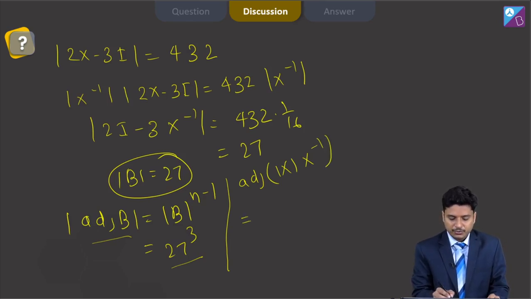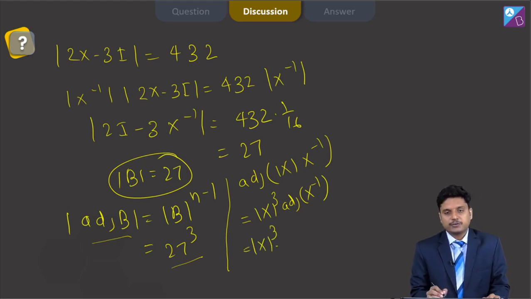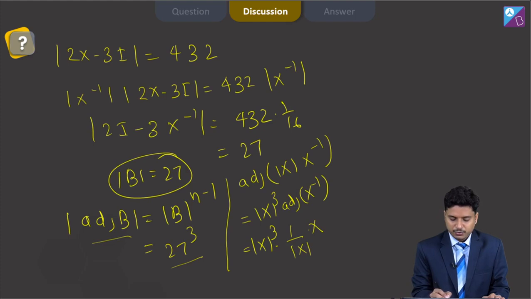What will be its value? Adjoint of kA, what is it? k raised to power n minus 1 into adjoint of A. So determinant of x raised to power 3 will be there, and adjoint of x inverse will be equal to 1 upon mod x into 1 upon determinant x into x.